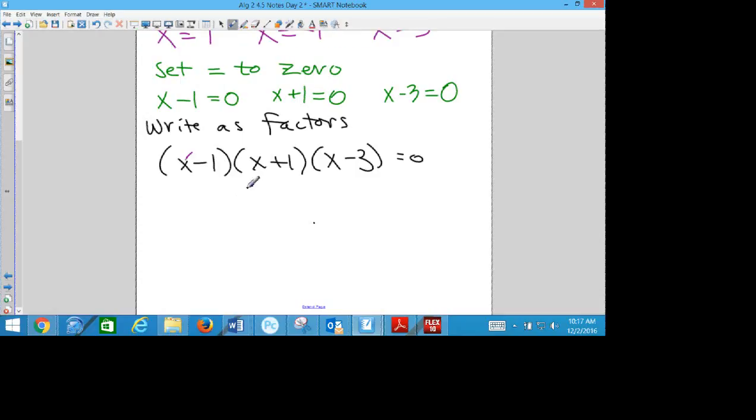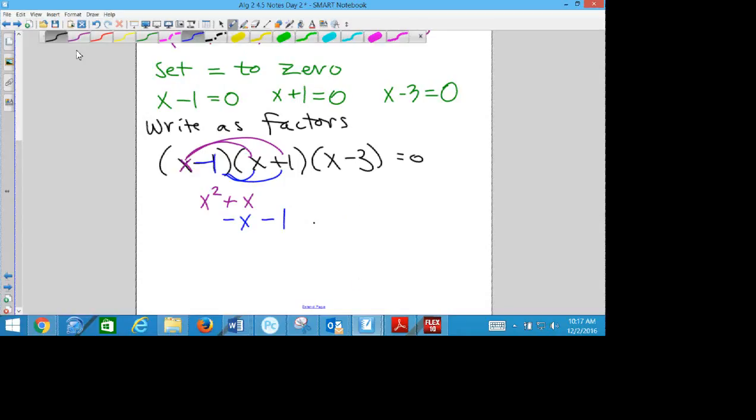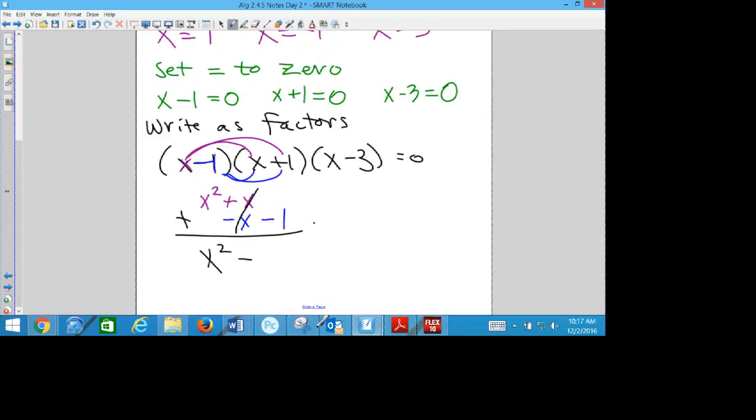So we're going to multiply x times x and x times 1. So we're going to get x squared plus x. Then I'm going to multiply my minus 1 times each term. So I get minus x minus 1. And then we combine our like terms, and I get x squared. These 2 cancel out, and I get minus 1.